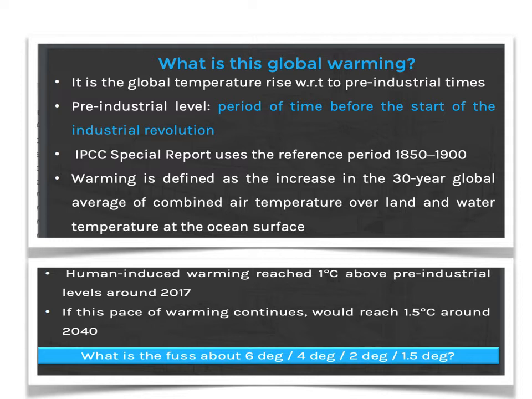Human-induced warming reached 1 degree centigrade above pre-industrial levels around 2017. There is a 1 degree increase in 2017 compared to the previous period, that is, compared to the range between 1850 and 1900. If the pace of warming continues, we will reach 1.5 degrees around 2040. What is the meaning of this? 4 degrees, 2 degrees, 1.5 degrees, 1 degree. What is the meaning? These small degrees.